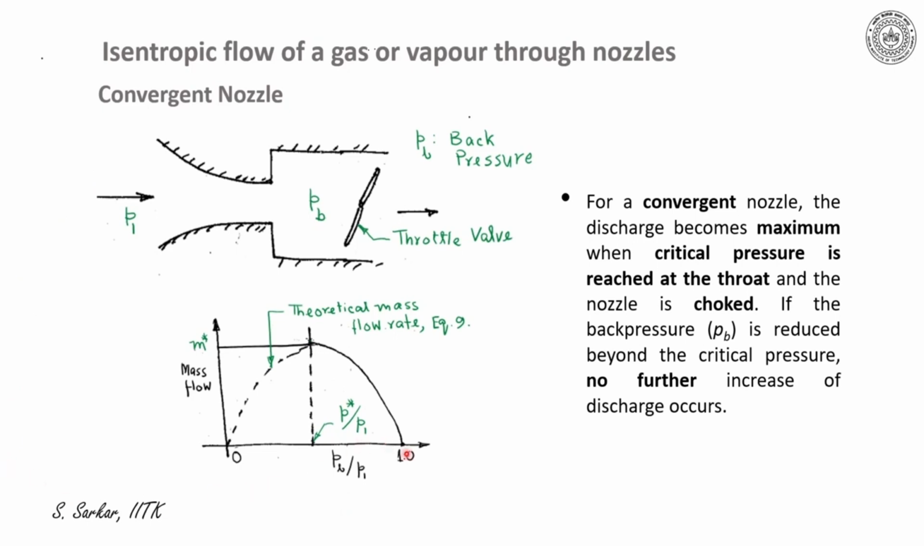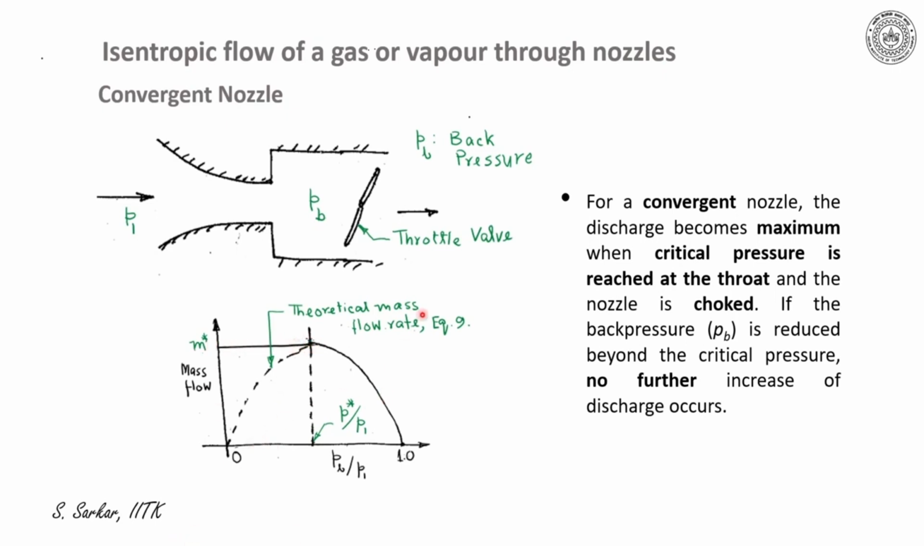This indicates that as back pressure is decreased, the mass flow is increased, and at a certain back pressure, mass flow becomes maximum, which is M star, that is the critical mass flow rate. After that, even if we decrease the back pressure, the mass flow would not change.